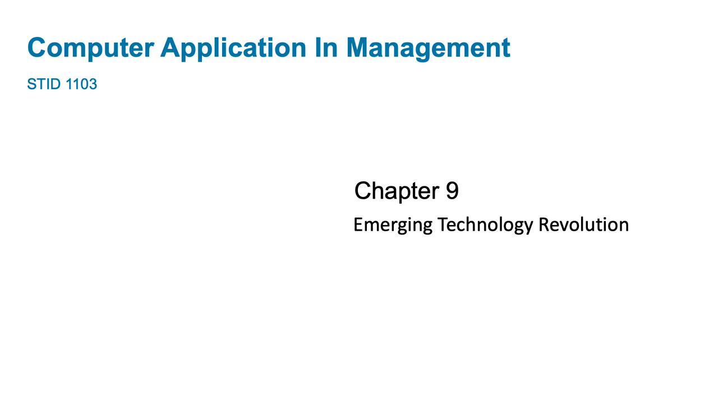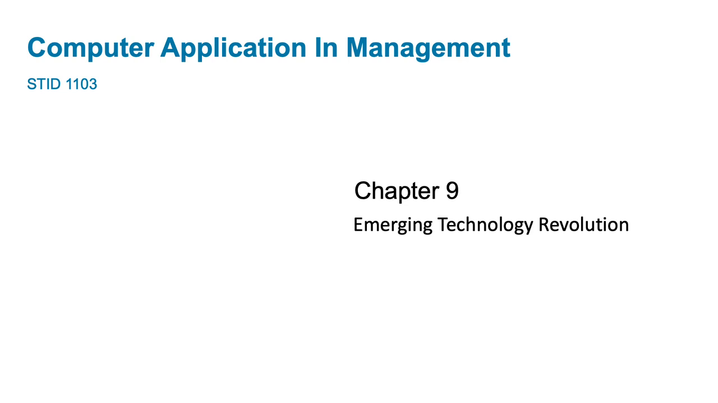Assalamualaikum and hi everyone. So today we are going to continue with chapter 9, which is on emerging technology revolution. Before we go into more details on this chapter, what does it mean by emerging technology revolution? Emerging technology revolution is the technological transformation through technological replacement and progressive development.